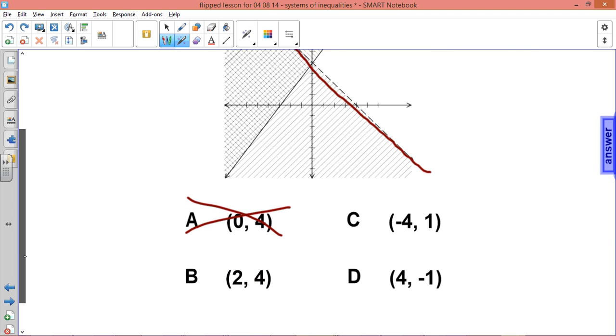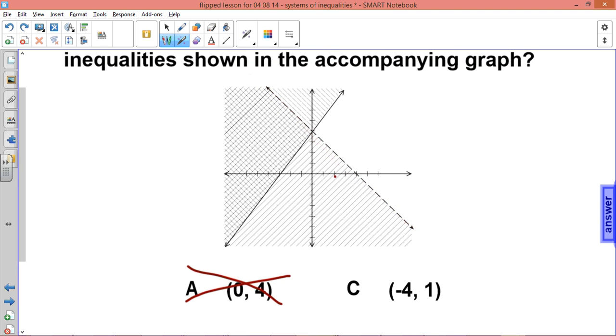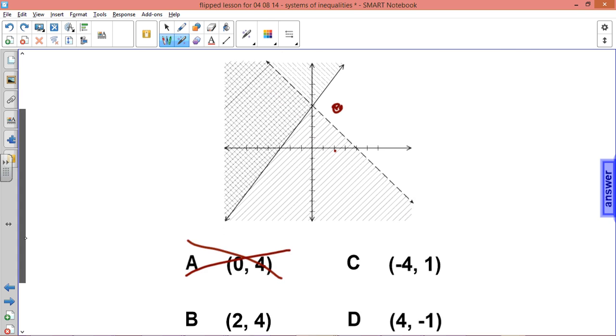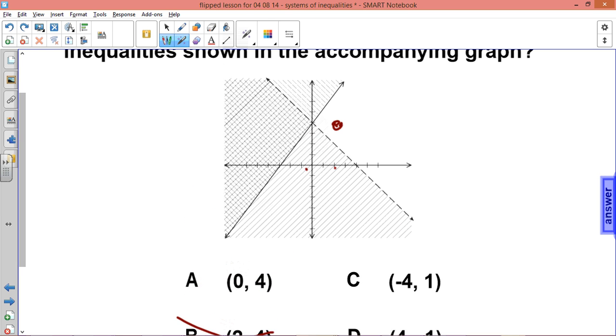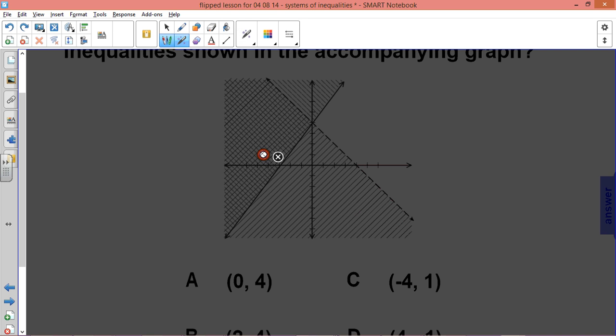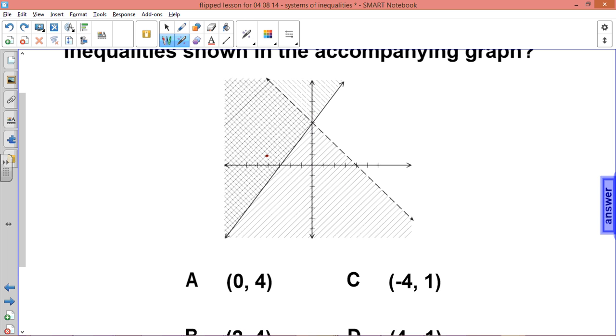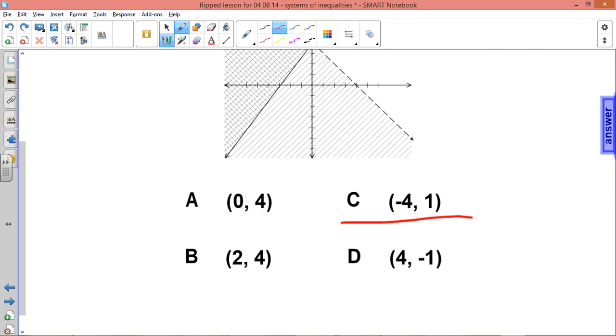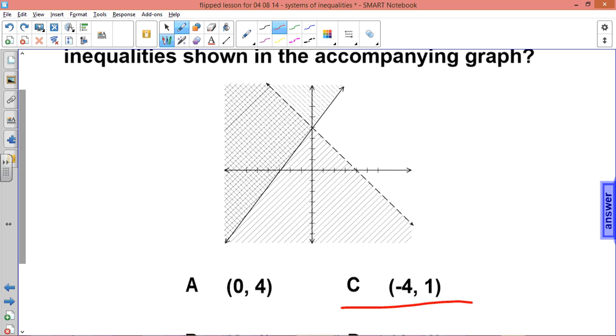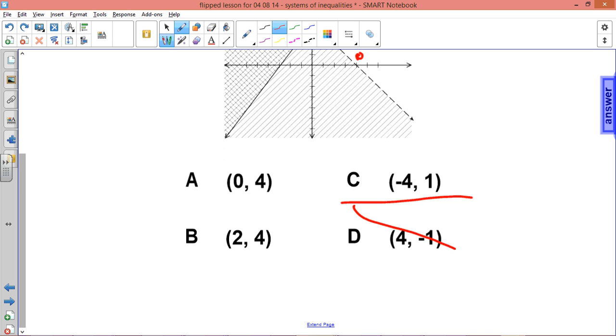What about B? 2, 4. Over 2, up 4, that's right over here, definitely not. What about C? Negative 4, 1. I go left 4, up 1. I found a winner, because that's right here, and that's going to be a solution. And let's just check the other one. 4, 1. I go right 4, up 1. That's going to give me something right about here. Not going to be a solution. So my answer is going to be C.